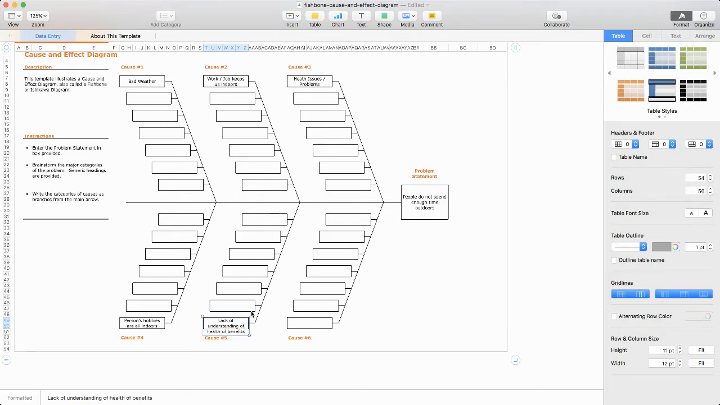Cause number five could just be a lack of understanding of the health benefits of being outdoors. A lot of times, for example, I spend time outdoors mostly because I know it's good for my health, not necessarily because I enjoy it that much.